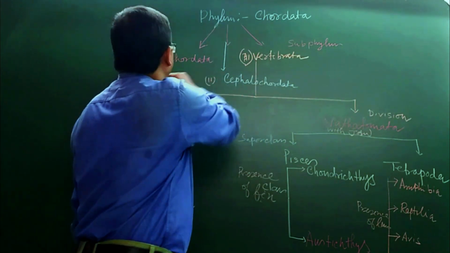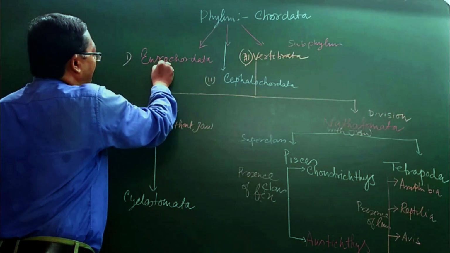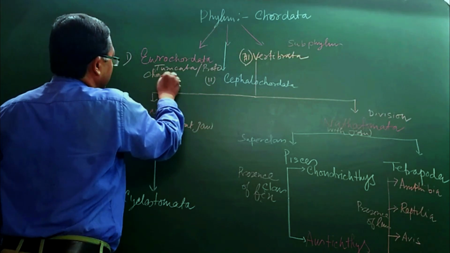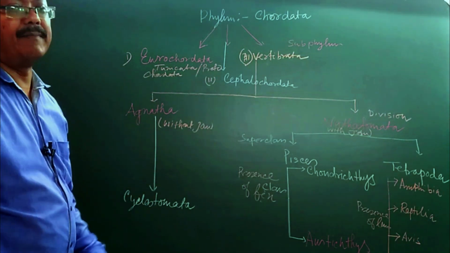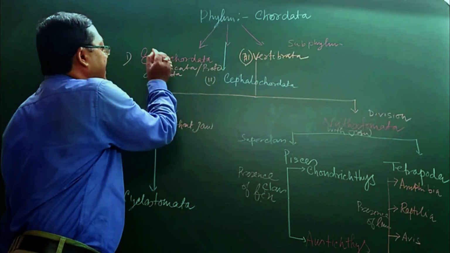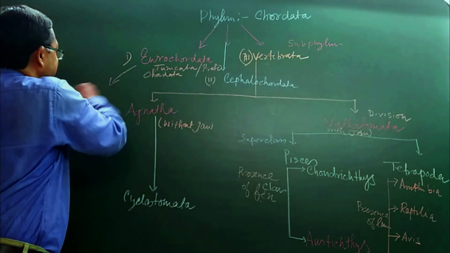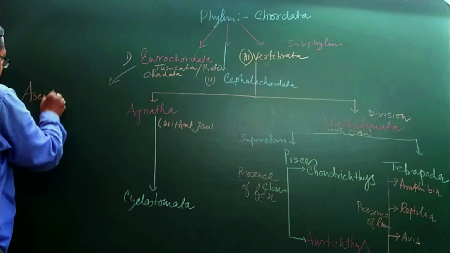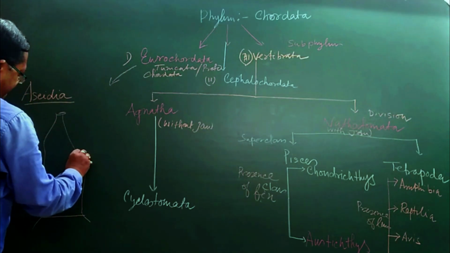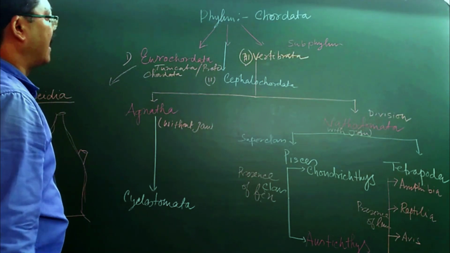Besides subphylum vertebrata, the two other subphyla are Urochordata and Cephalochordata. Urochordata is also called tunicata or protochordata. That means during development, in the embryonic stage, their body contains a remnant of the notochord. It is a very primitive chordate. Examples are ascidia and doliolum. They look like this structure.